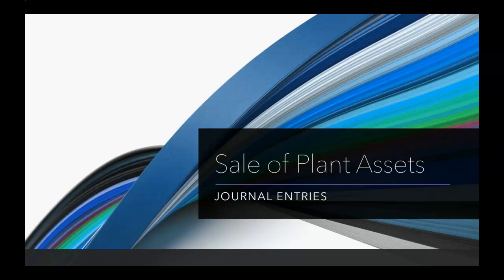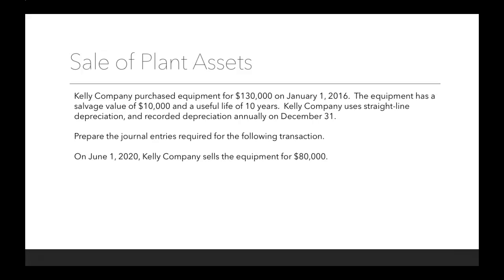Let's work through an example for the sale of plant assets. So this problem says Kelly Company purchased equipment for $130,000 on January 1st, 2016. The equipment has a salvage value of $10,000 and a useful life of 10 years. Kelly Company uses straight-line depreciation and recorded depreciation annually on December 31st. So we need to prepare the journal entries required for the following transaction.